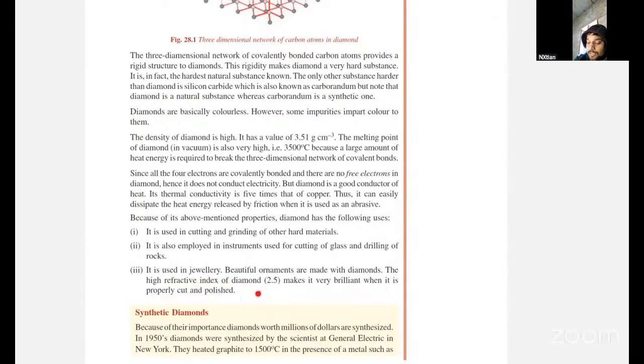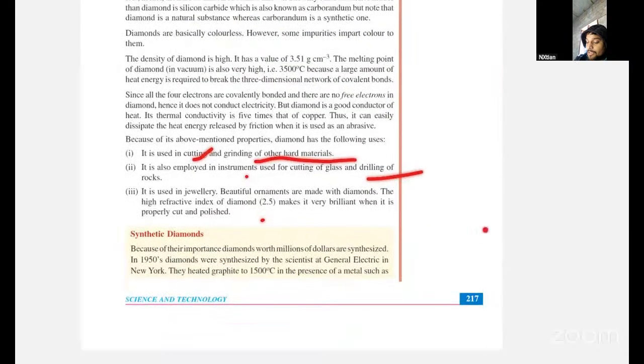It is used for cutting and grinding the hard material. It is also employed in instruments for cutting glass. So we can read it. Now there are synthetic diamonds. We'll read this also.